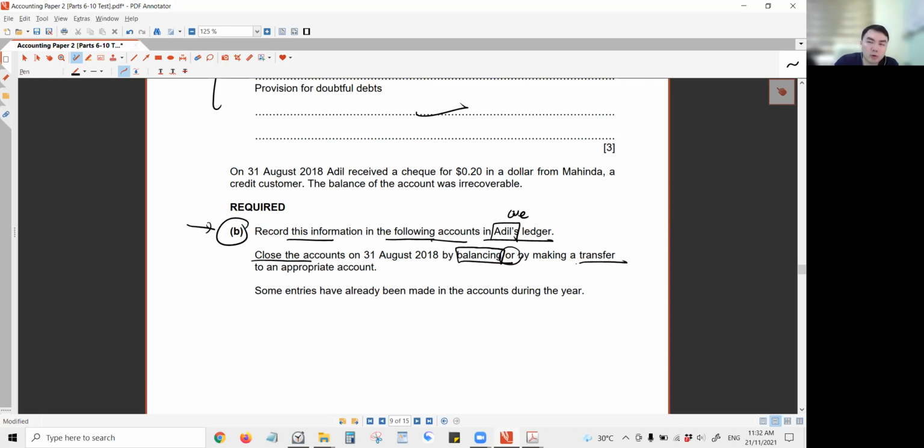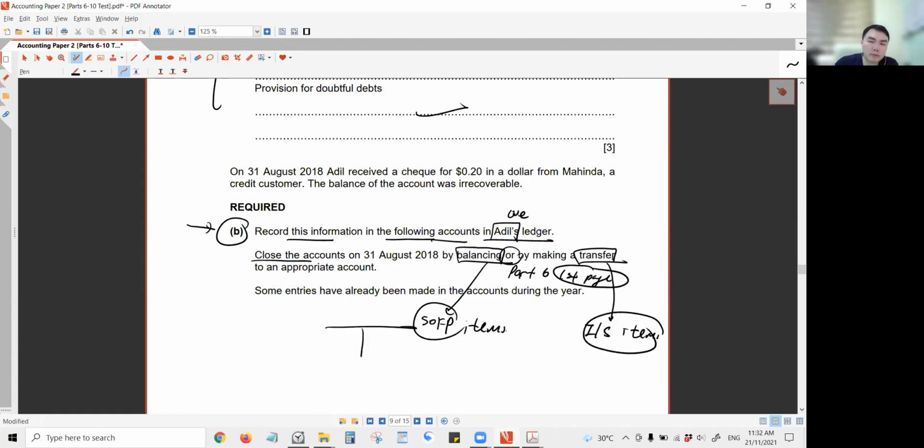The difference between the balancing process and the transferring process is from the part 6, first page. I told you very clearly the difference. You do the balancing process when you are looking at SOFP items. You do the transferring process when you are doing the T accounts for income statement items. That's what I mentioned in the part 6.